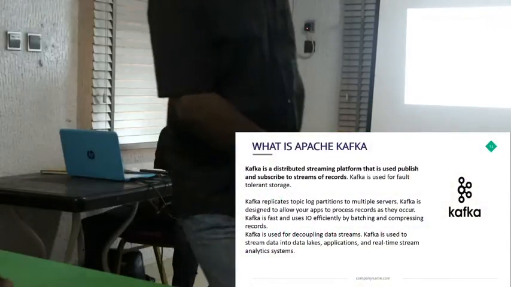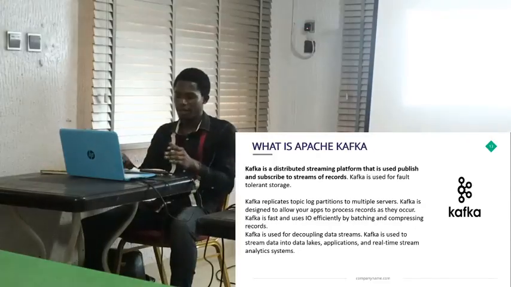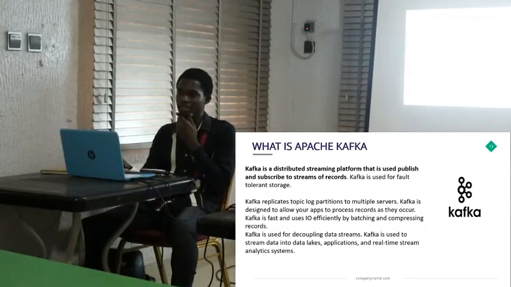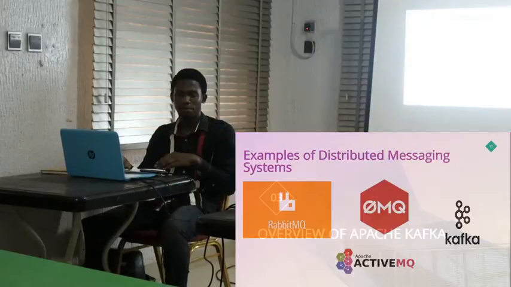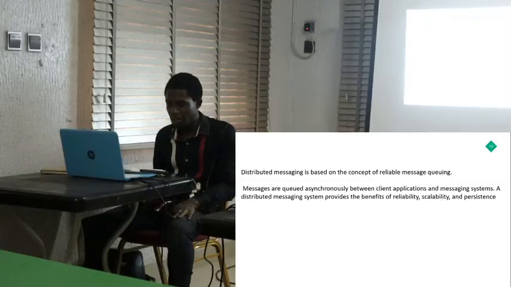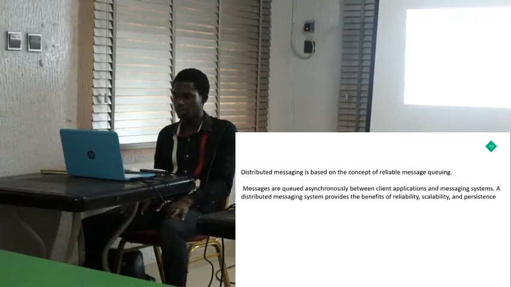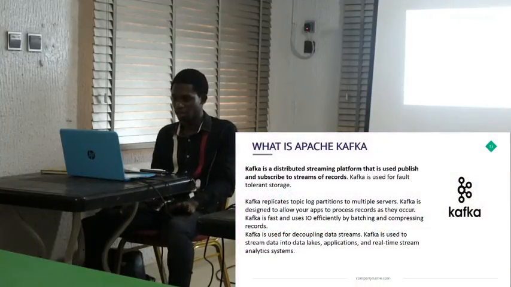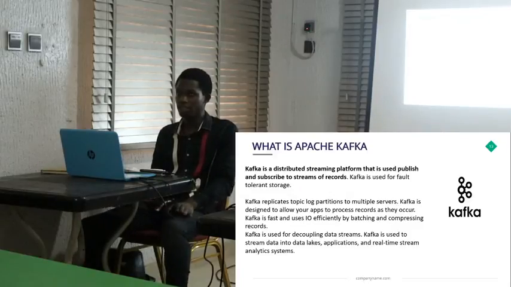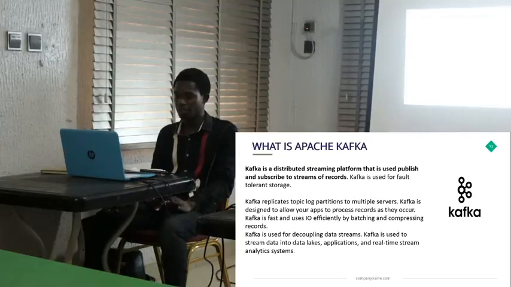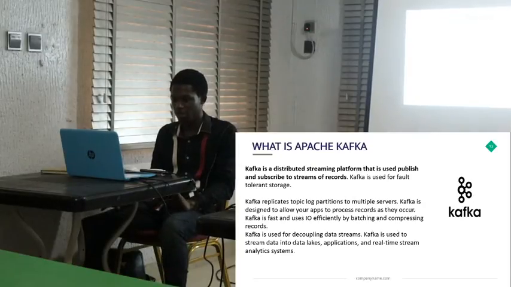Fault-tolerant storage means that, let's say I was working on my system and I included these 3 guys' systems. Fault tolerance means that if data is missing from this system, there are backups on the other guy's system. That's basically what fault tolerance means. Kafka replicates topic log partitions to multiple servers. Kafka is designed to allow your apps to process records as they occur. Kafka can be used for data streaming and big data processing. One of the main advantages of Kafka is that it's fast and uses input and output efficiently by batching and compressing records together.